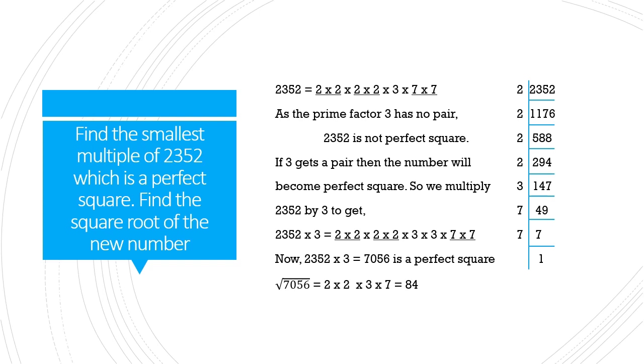Find the smallest multiple of 2352, which is a perfect square. Find the square root of the new number. Children, here 2352 is not a perfect square, but we have to make this number a perfect square by multiplying by some number, and that perfect square is asked in the question, and its square root also. Okay, so first of all we have to prime factorize the number.